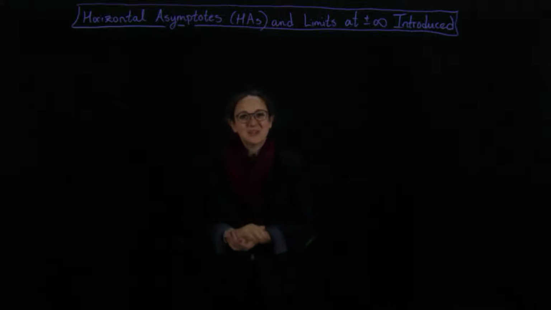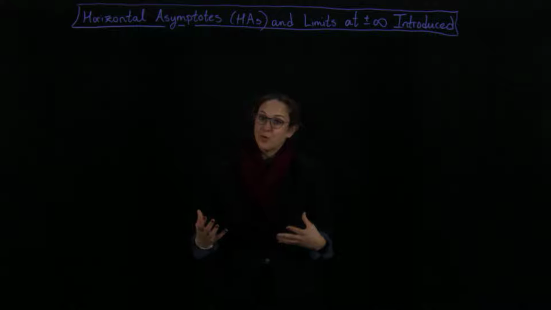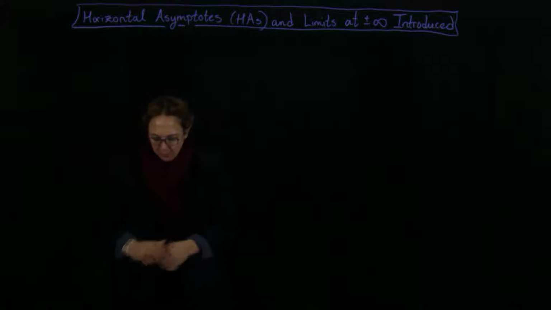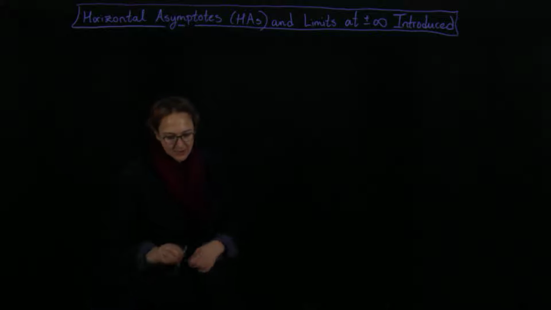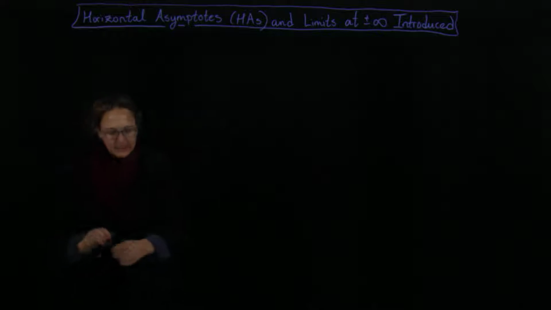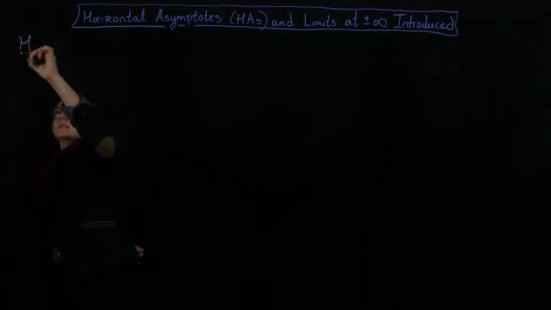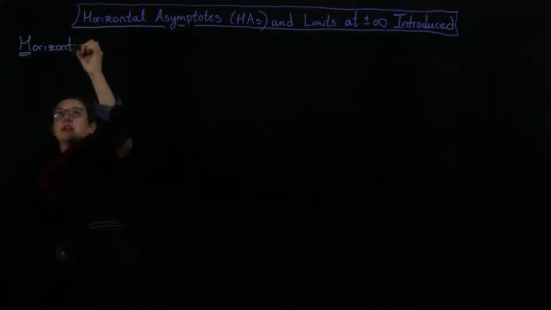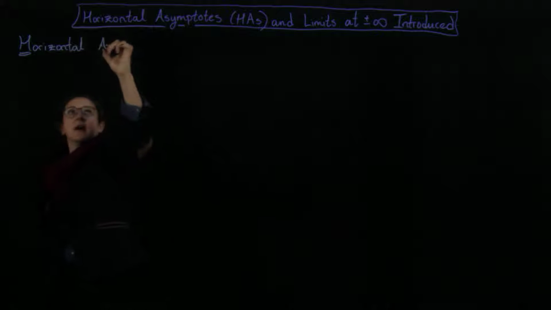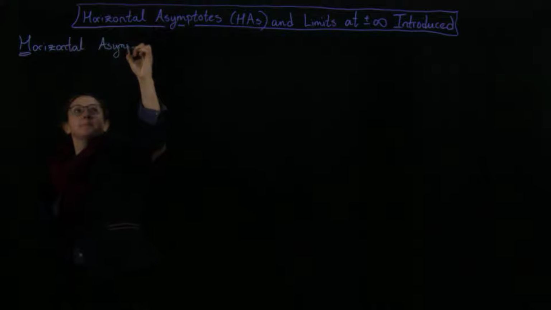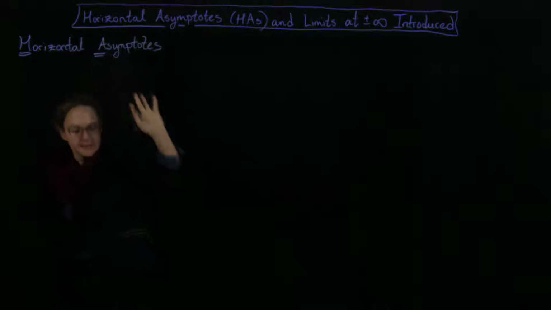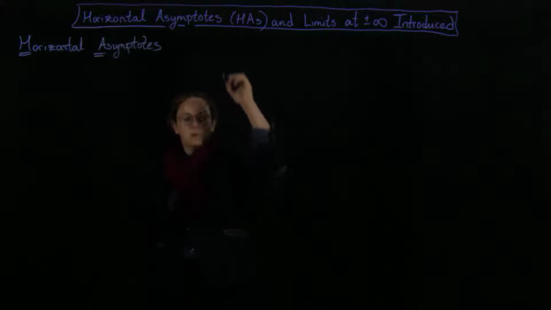Welcome. In this lecture, we're going to go through horizontal asymptotes, to introduce horizontal asymptotes. This is where it comes from that we often call these HA, horizontal asymptotes. So when do these occur?